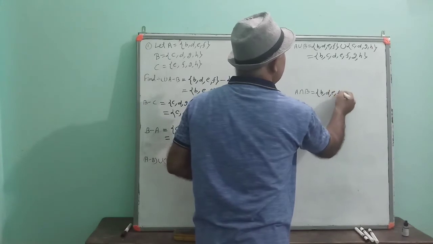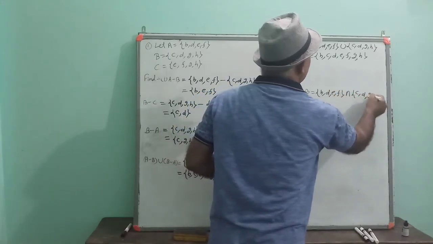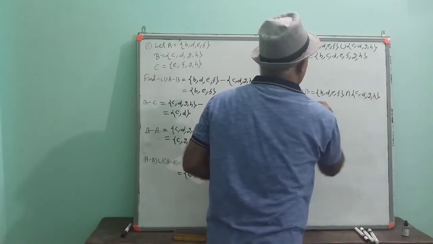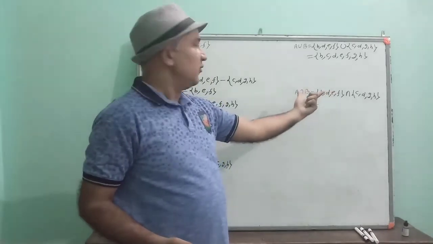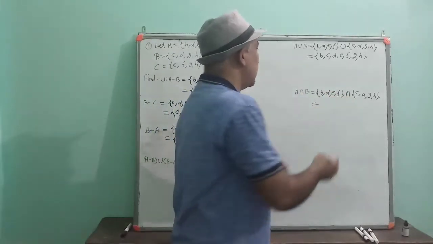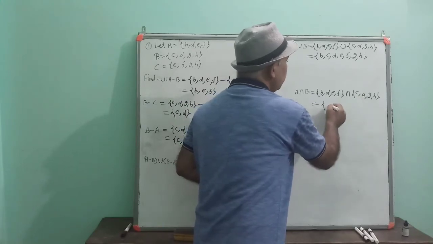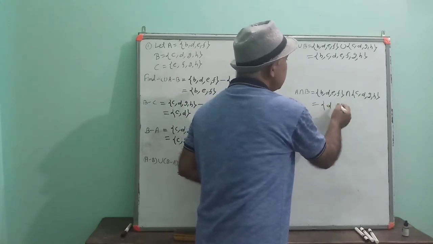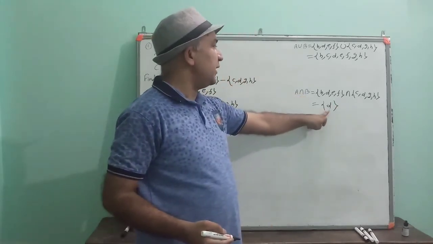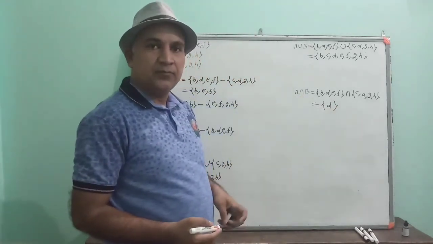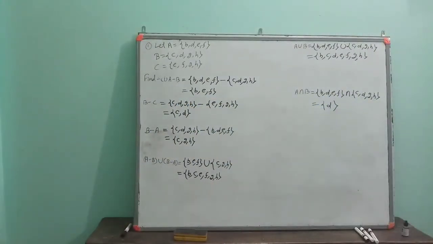Now A intersection B: B, D, E, F intersection C, D, G, H. See, intersection means common, which is common in A and B both. So find out what are the things common. Only D is common in both. So the A intersection B set will contain only one element, D. Is this clear? Again, pause the video and note down these questions.